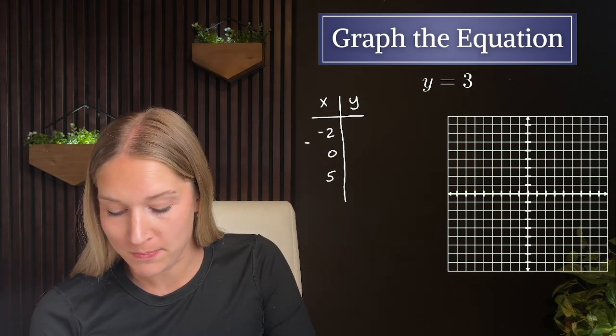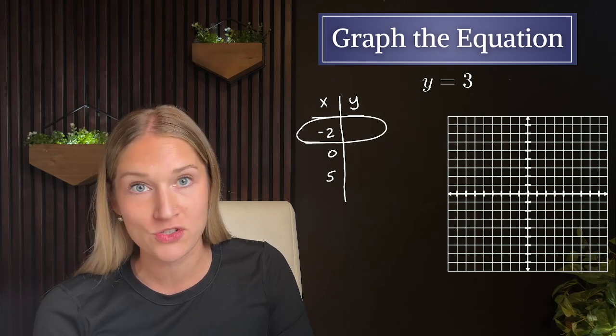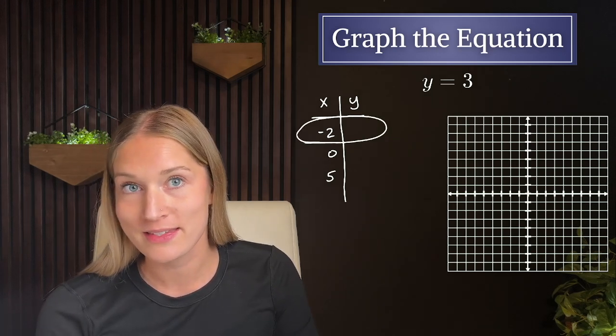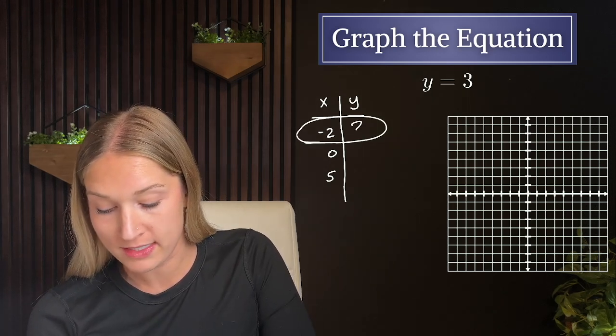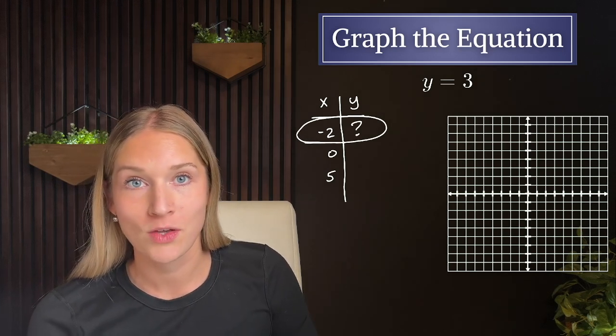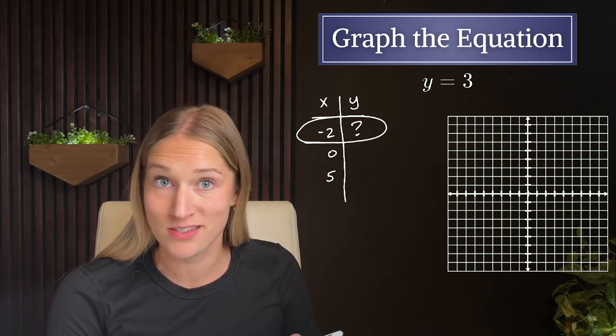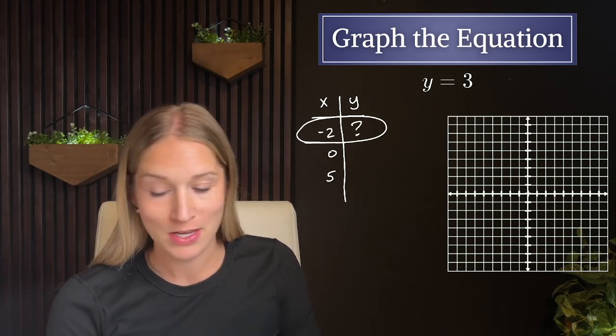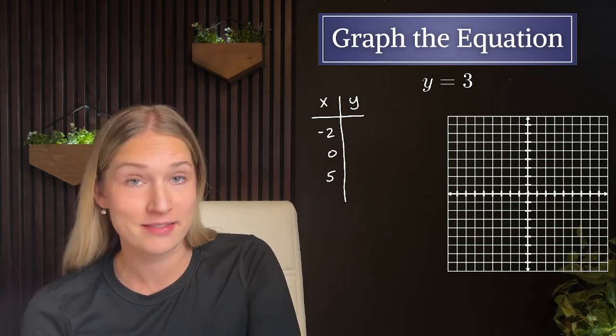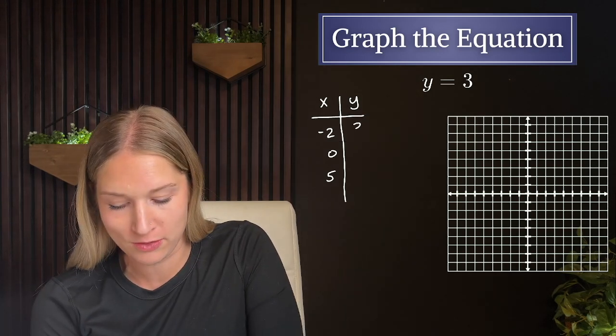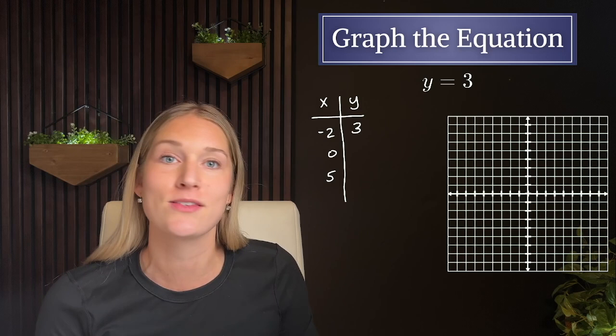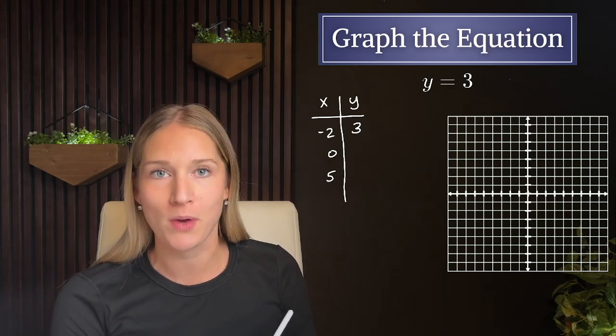So when I go back to my table and I ask that question again, when x is -2, what is y? Well, we already know y is 3, always. So it doesn't matter that x is -2. My y value is still just 3. X has no impact on your y value.